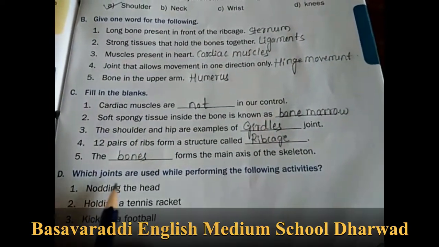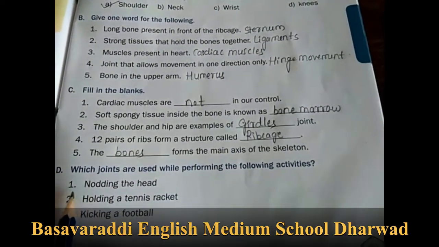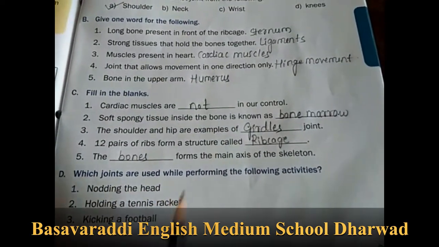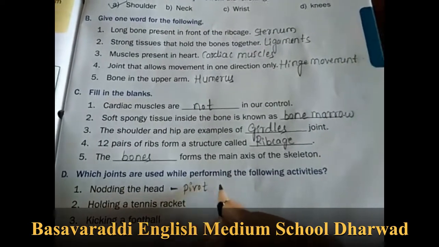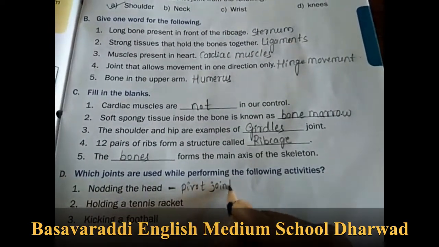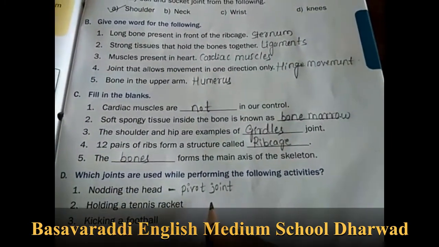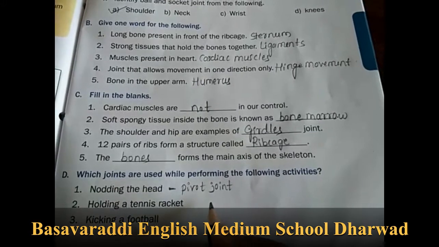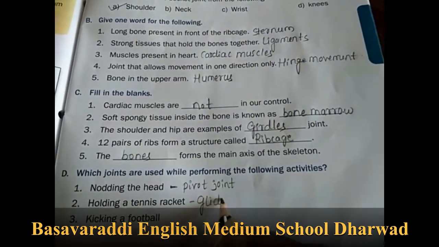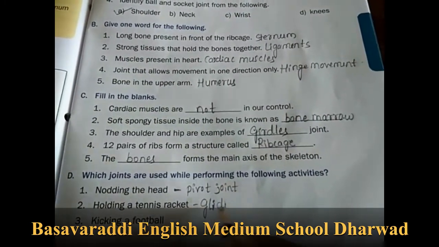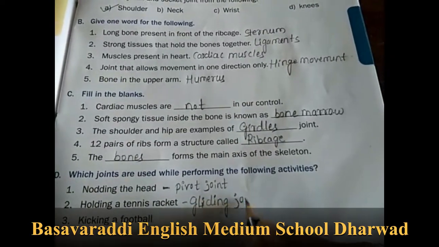The question, which joints are used while performing the following activities? Nodding the head, that is pivot joint. Second one, holding a tennis racket, that is the gliding joints.